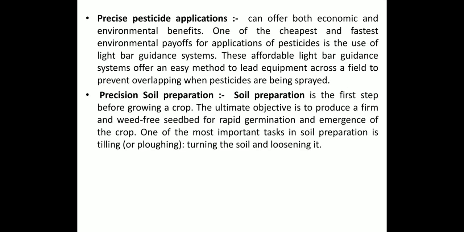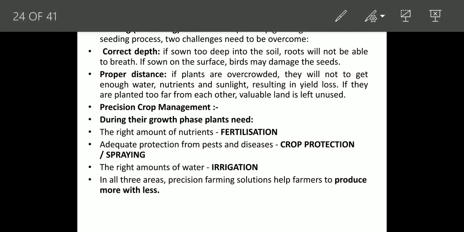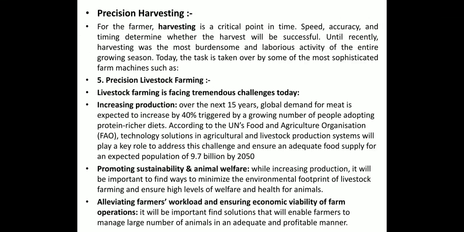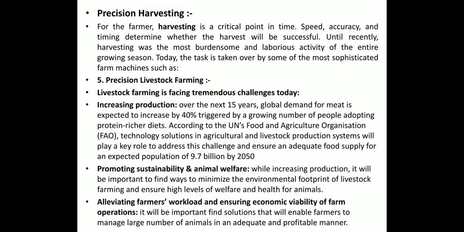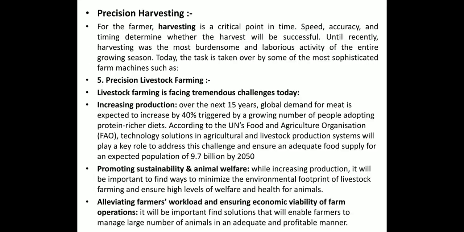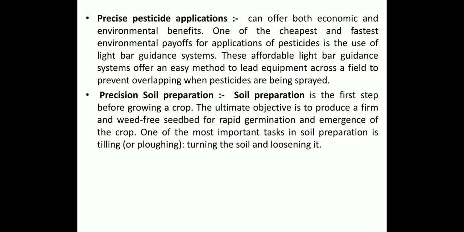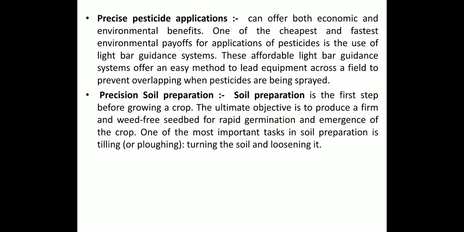Then we can see precise seeding, then precision harvesting, then precision livestock farming. These are also other advantages of precision agriculture. Then precise seeding, precise pesticide application, then precise nutrient application, then soil application.